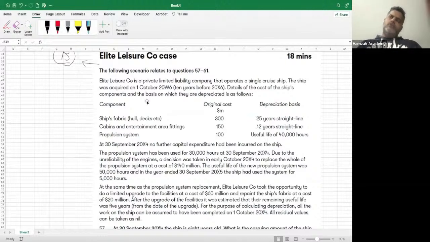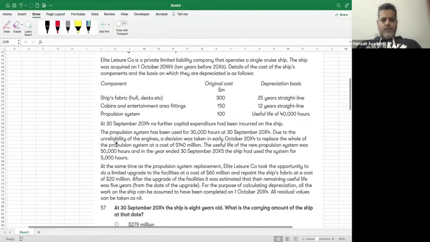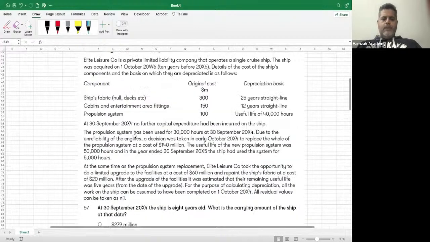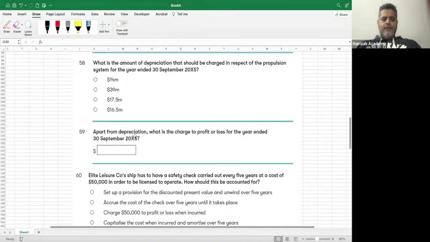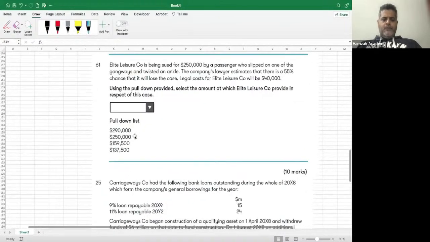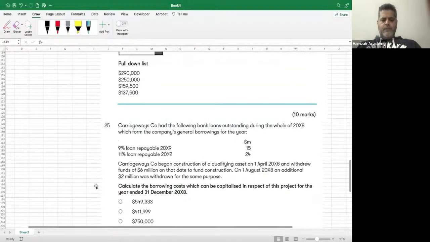I mean, this is the best question to talk about section B as well. Look, we have this scenario over here, and it also says that the following scenario relates to questions 57 to 61. Now we have 57, 58, 59, 60, and 61, so till 61 we have these questions, and then again, we have other questions over here.